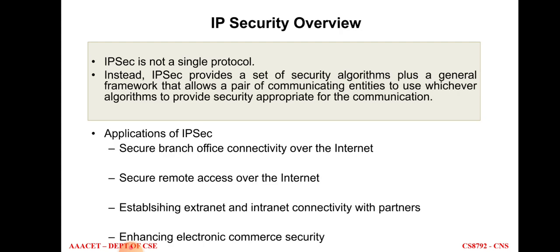So what is IP security? It is not a single protocol. IP security provides a set of security algorithms with some framework that allows the communication entities to use some algorithms to provide security for the communication. So these are the applications of IP security. It is secure branch office connectivity over the internet, and provides more secure remote access over the internet, establishing extranet and intranet connectivity with partners, enhancing electronic commerce security. These are some of the applications of IP security.